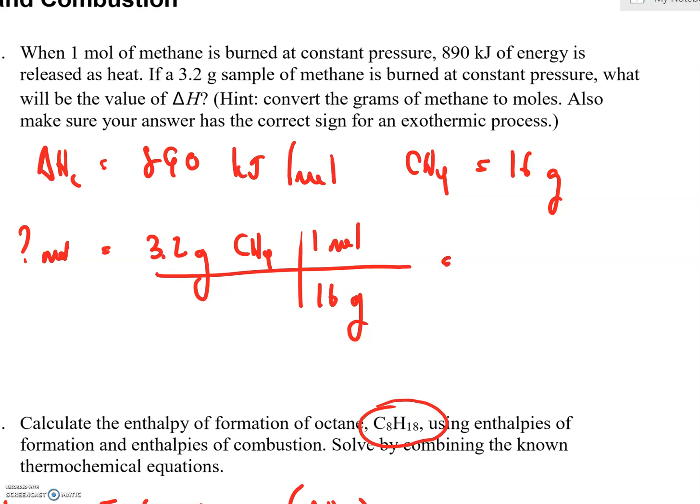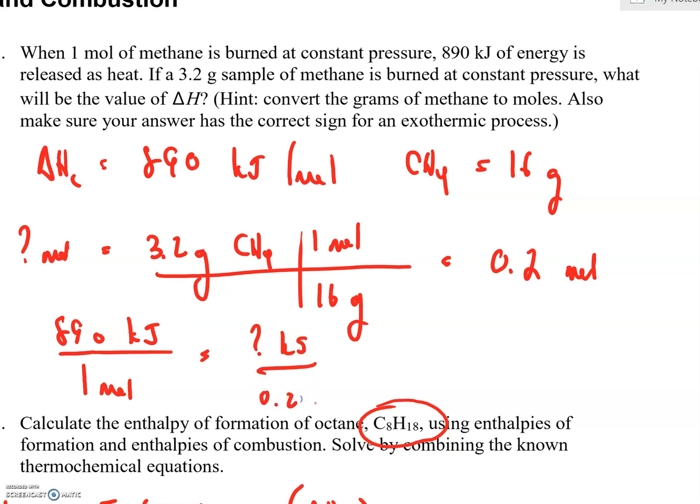So, let's bust out our calculator. And we'll say 3.2 divided by 16 is 0.2 moles. So, if 890 kilojoules is given off when you burn 1 mole, how many kilojoules are given off when you burn 0.2 moles? So a little cross multiplication.